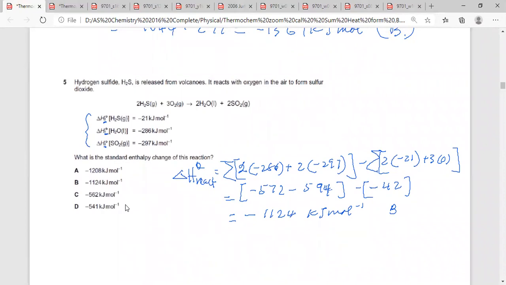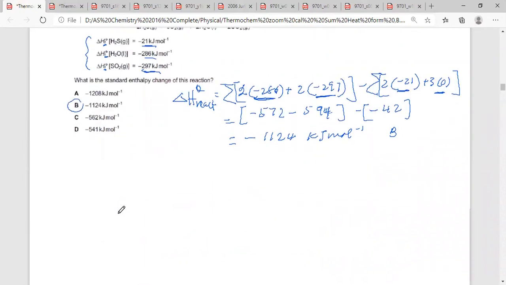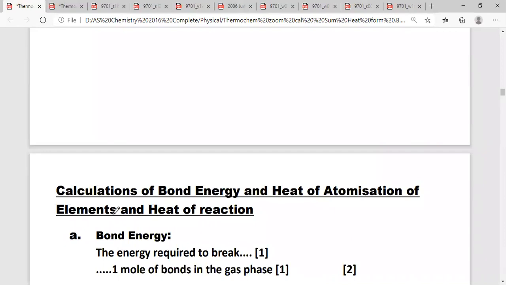Same thing applies. 2 times water, here you are. 2 times SO2, here you are. The reagents, iron sulfide, here 2 times FeS. Here you are. Oxygen is 0. Again, you make sure the minus sign is dealt with. But the answer is this one here, which is of course B. Simple, isn't it? So remember how to use the formula: summation of heat of formation of products minus summation of heat of formation of reagents, for any reaction.